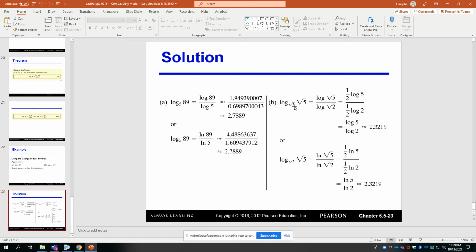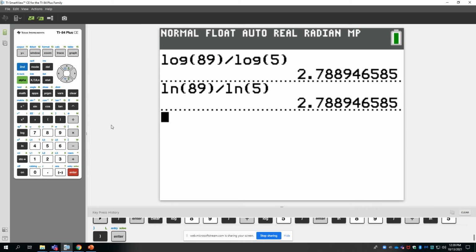Log base square root of 2 of square root of 5. We can use either the common log or natural log, the ratio of the two logs, to evaluate this. That's equivalent to common log of square root of 5 divided by common log of square root of 2, or we can use natural log of square root of 5 divided by natural log of square root of 2. Let's look at the calculator and how to do that.